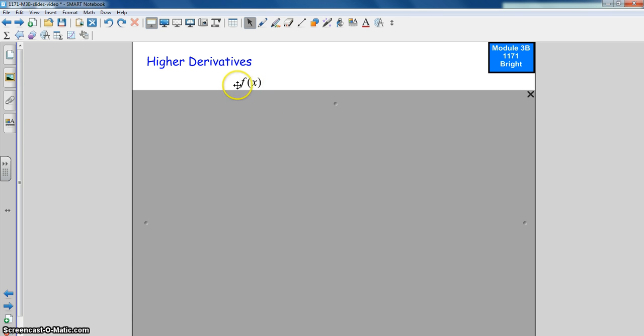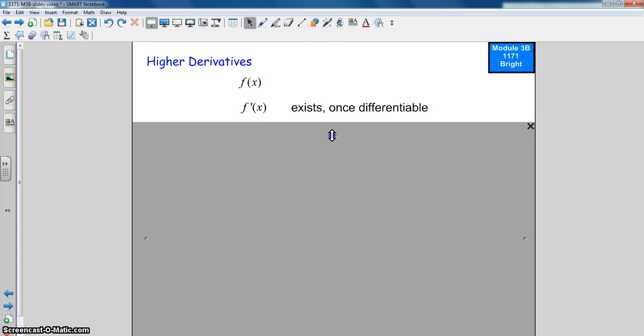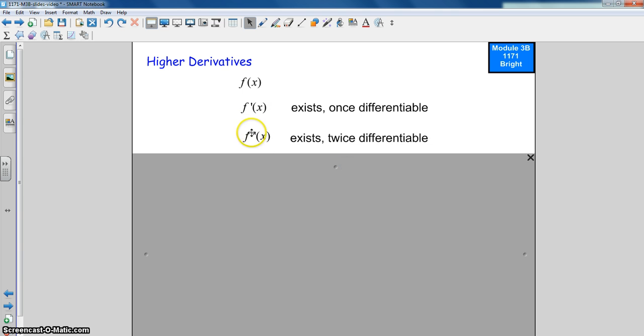So for example, f prime of x, if that is differentiable, i.e. we can find the derivative, we say that f prime of x exists, so the first derivative exists, and we say that it is once differentiable. But can we keep on going? Well, if the second derivative, f double prime of x, exists, we call that twice differentiable. Okay, and you can continue going.